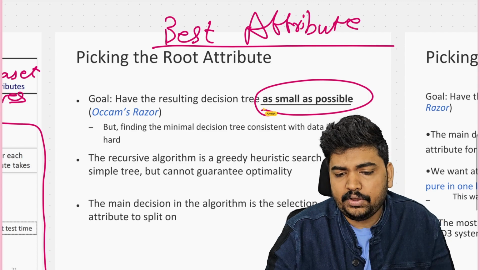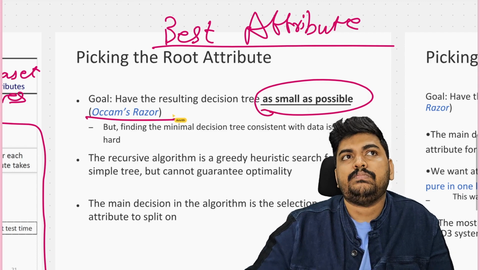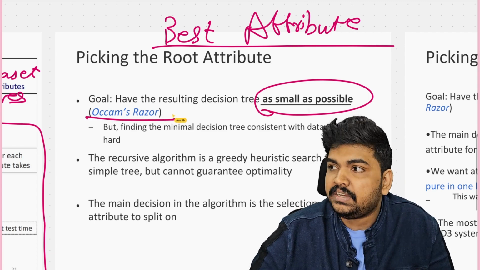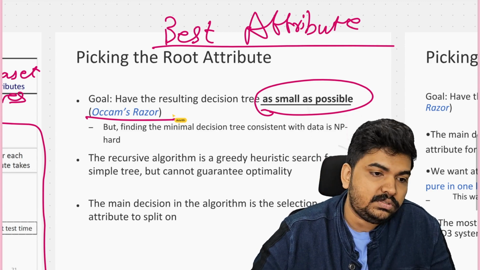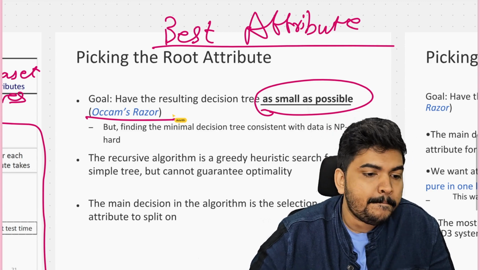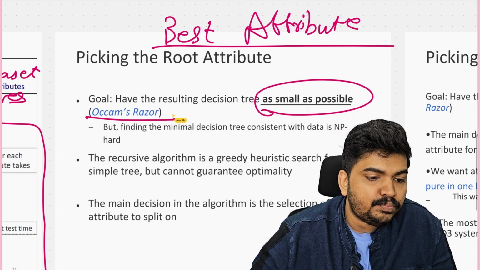Occam's razor in general says that if a phenomenon can be explained by two models, then choose the simpler one.